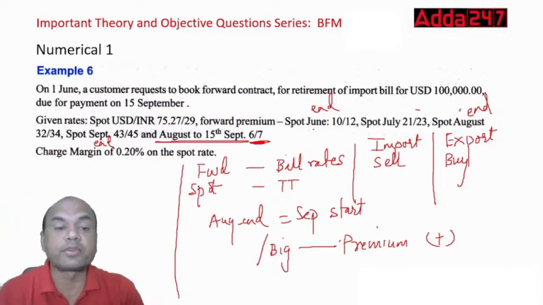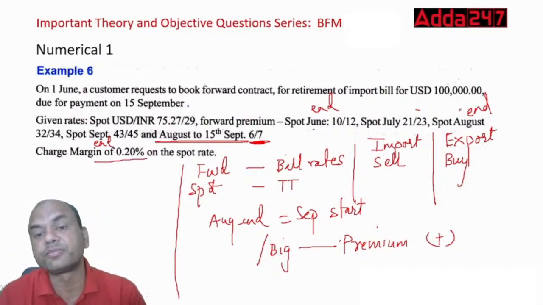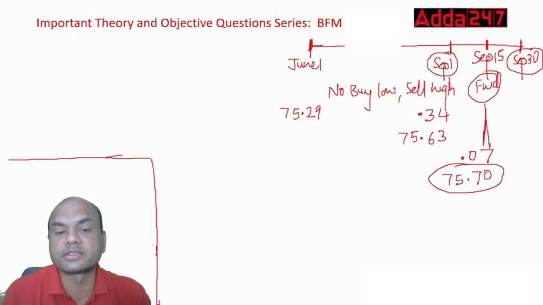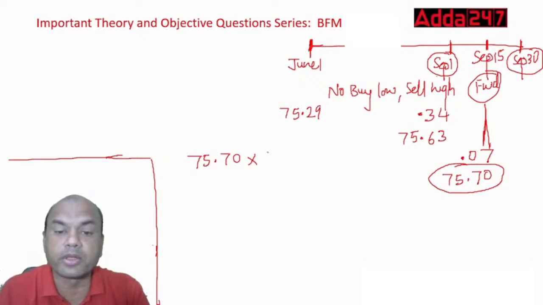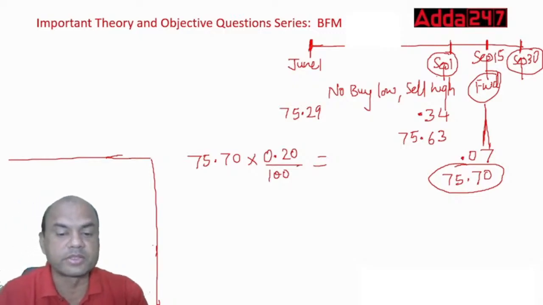Why? Because I have to charge the TT margin also. Where is it mentioned? We have not mentioned anything about the TT margin, so what is the TT margin then? Say this TT margin is always taken like this: whatever rate you get, 75.70 into 0.2%. What is given? 0.2%, right? So 0.2 upon 100. What is the answer you're getting? Try it on the calculator, everyone. Everyone should be able to do this now. Fast. What is the answer you're getting?